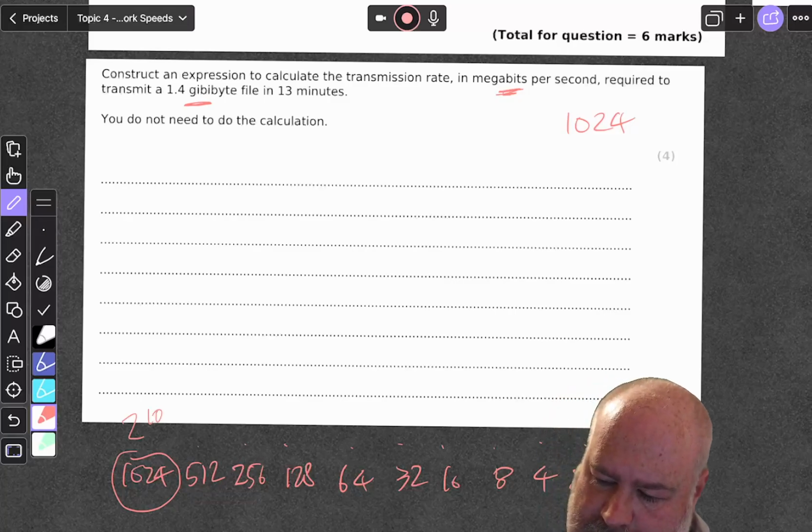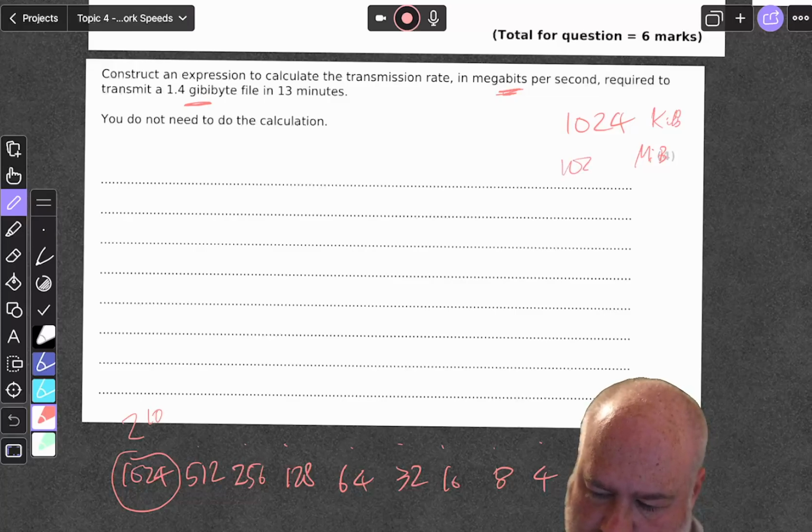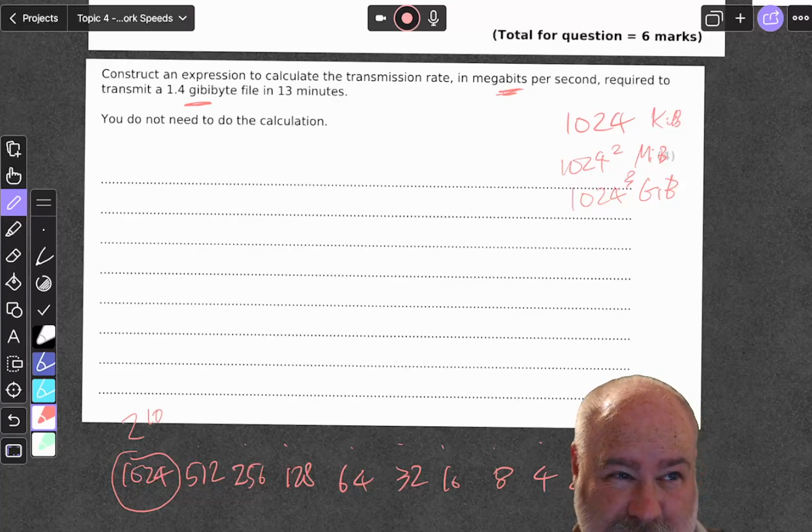And if you had kebibyte, that's 1024. MiB is 1024 to the power of 2. And then GiB, 1024 to the power of 3. So we're going to be using that somewhere in our expression.